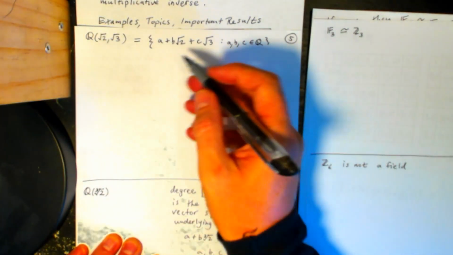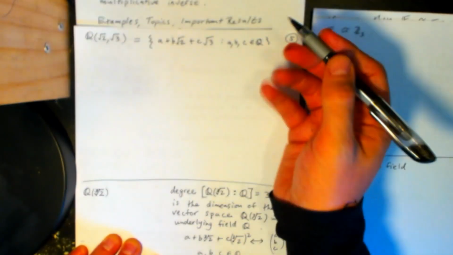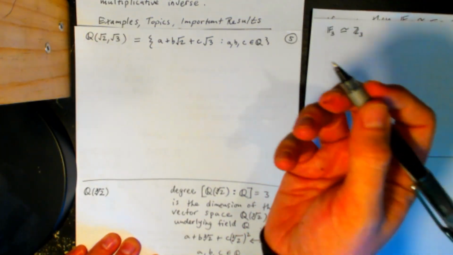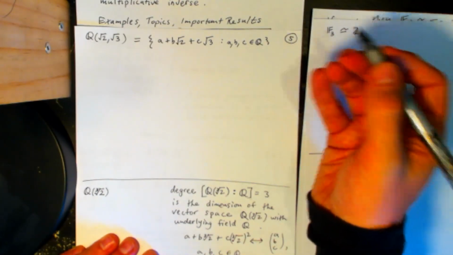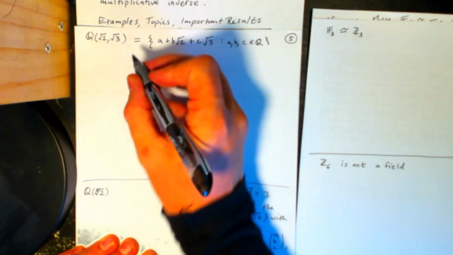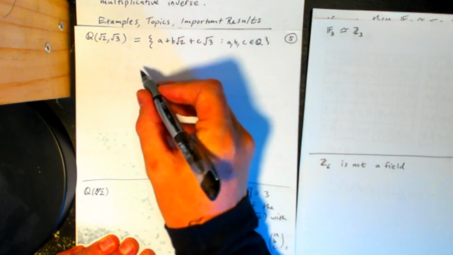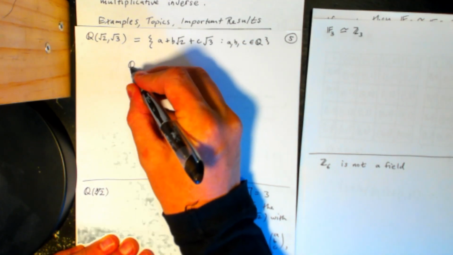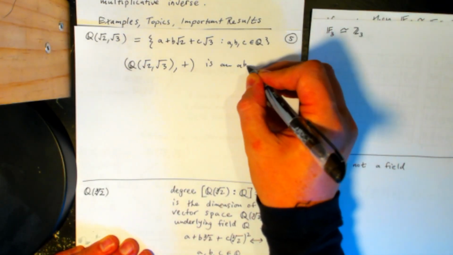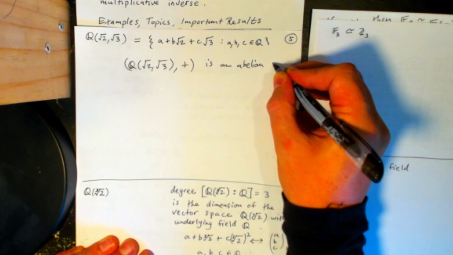Okay, so inverses in here, they exist, right? But they're a bit more involved to calculate. So we'll just say that this adjoin root 2 and root 3 together with addition is an abelian group.